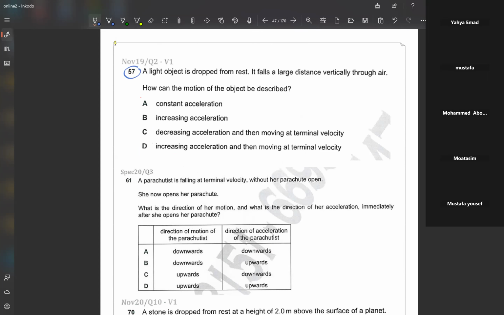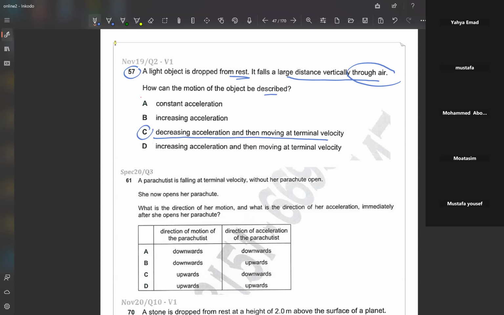I think for question 57, right? A light object is dropped from rest. It falls a large distance vertically through air. How can the motion of the object be described? I think decreasing acceleration and then moving at terminal velocity. Yes, so this is the correct answer.